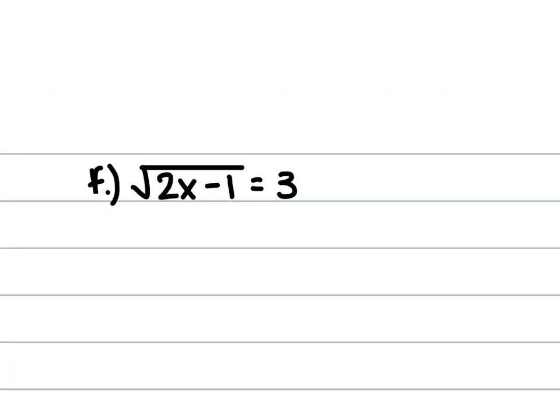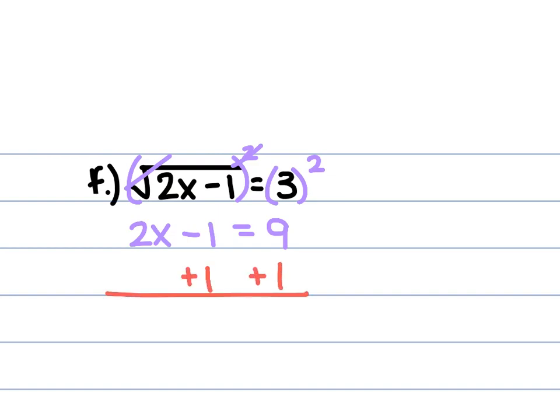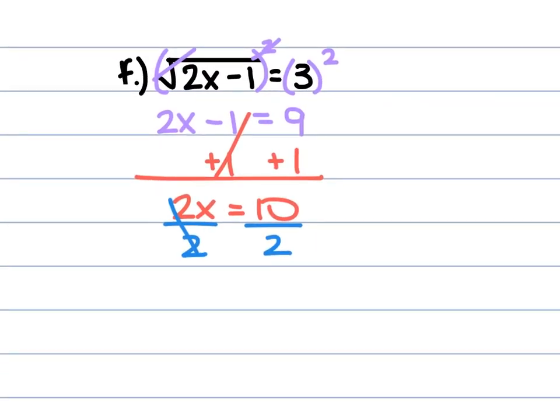For F, we have the square root of 2x minus 1 is equal to 3. So we're going to start by raising each side to the power of 2. It's going to cancel out our radical and the power to be left with 2x minus 1 is equal to 9. Move the 1 over by adding it. So 2x is equal to 10. Divide each side by 2. We're going to have that x is 5.